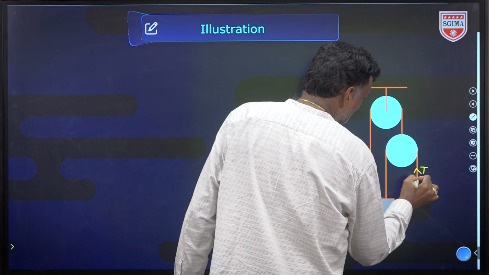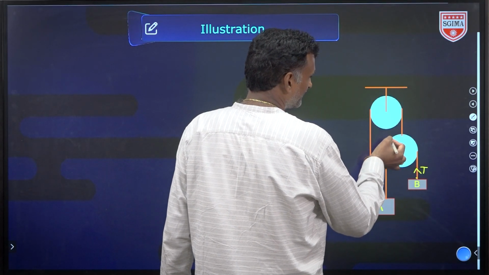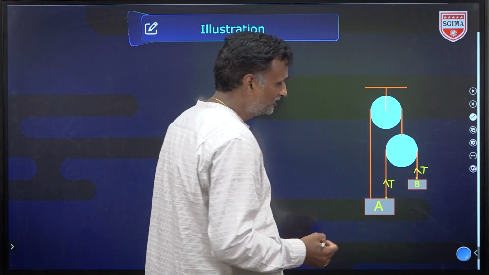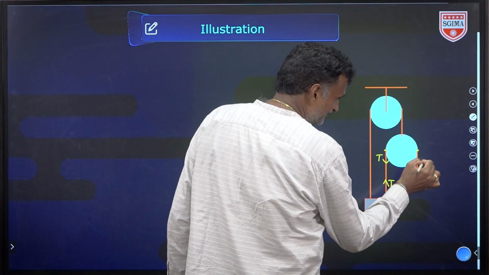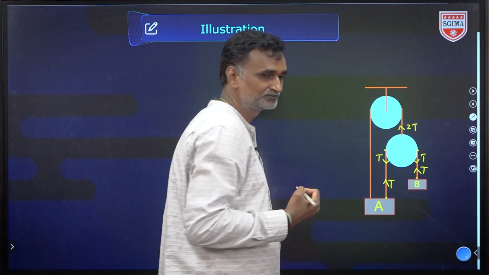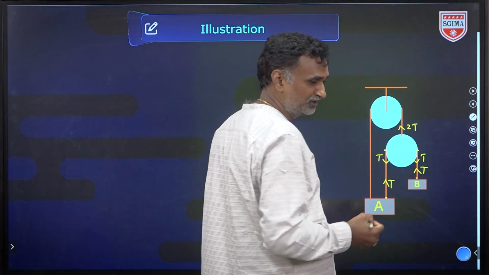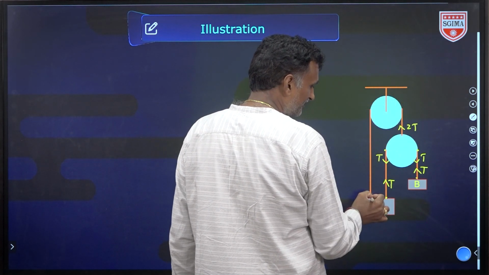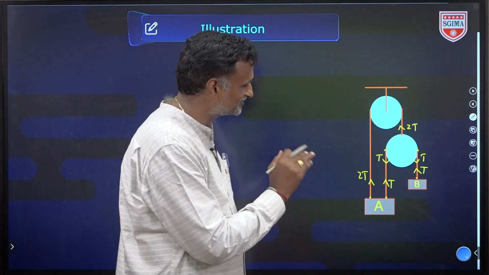So, upward T with respect to this point, and with respect to this point downward, the same tension will follow with respect to this point upward. Now, with respect to this one downward, and here with respect to downward T, this T balances here 2T. Now, this 2T transfers in this direction and here it acts like 2T. So, now you can analyze the forces.